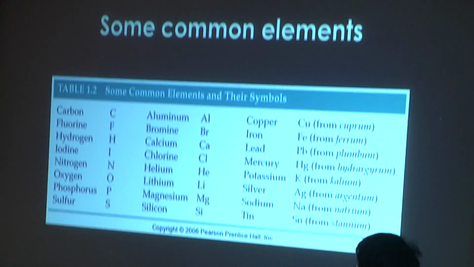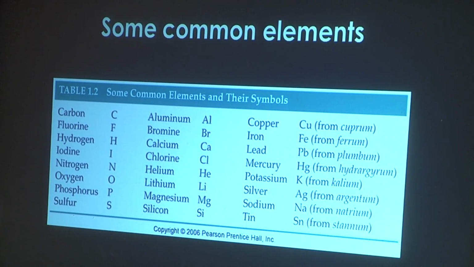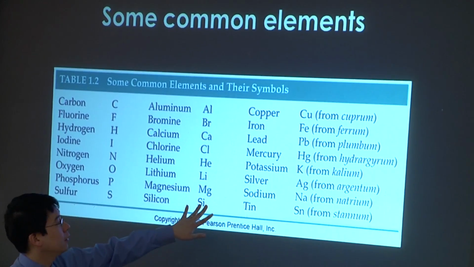And so here we have some common elements. You don't have to write these down. You'll become familiar with them as we go through chemistry. Some of them you might have heard of, some of them you might not have. One thing you will notice is that elements are associated with an abbreviation or a symbol. So for example, carbon has the abbreviation C, sulfur has the abbreviation S. What about silicon? Well, silicon couldn't also be S because it was already taken for sulfur. So silicon becomes Si.